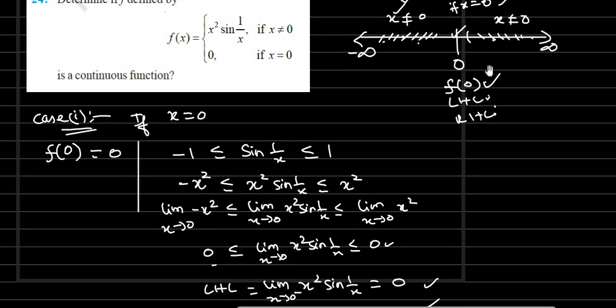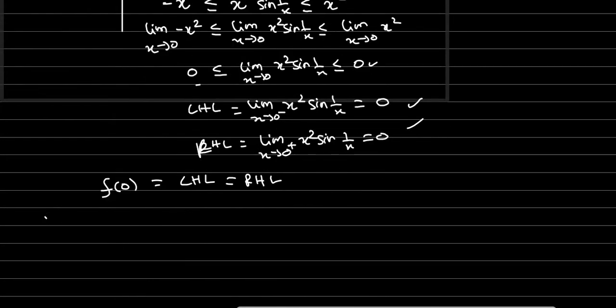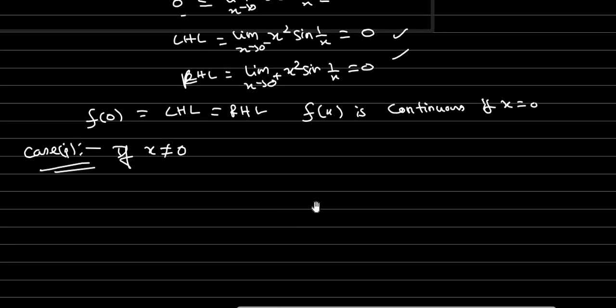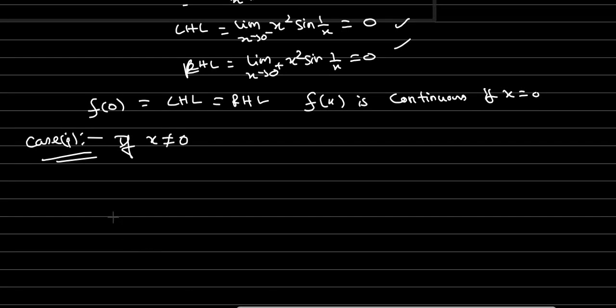If x is not equal to 0, whether it is continuous, we will see now. So now case 2. I need to write the conclusion: f of x is continuous if x is exactly 0. Now in case 2, if the condition is x is not equal to 0, in the real line, how many real values are there? Infinite real values. So let c be any real value, and at the same time c is not equal to 0.